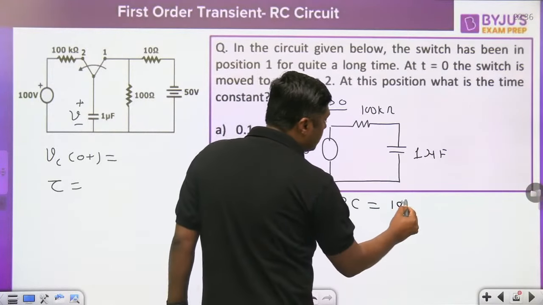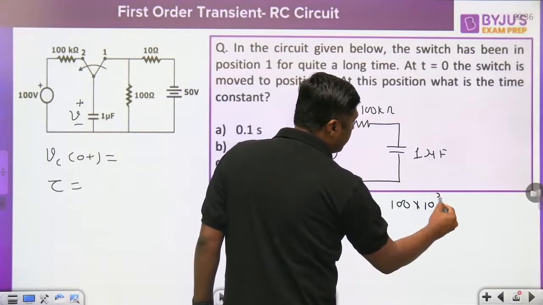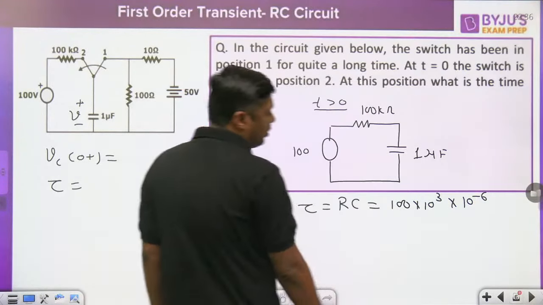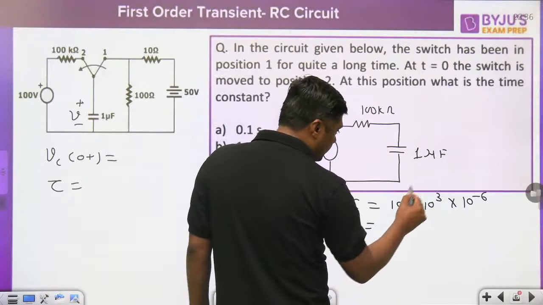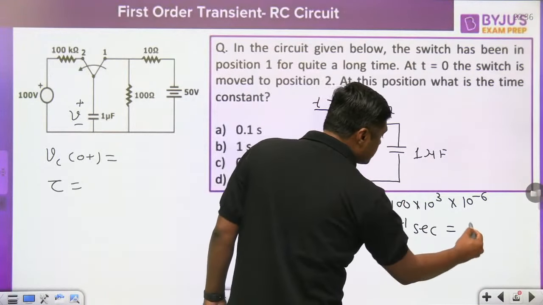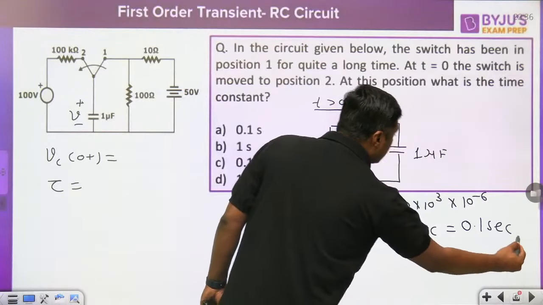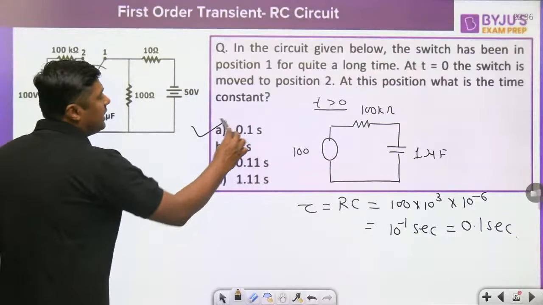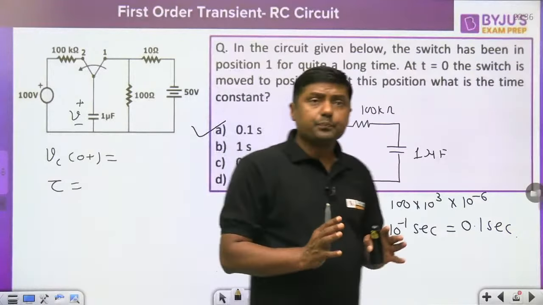RC is equal to 100 into 10 raised to power 3 into 1 into 10 raised to power minus 6, for 1 microfarad. That is 10 to the power minus 1 second, which means 0.1 second. That is the time constant. This is the answer for this question. It is very, very simple. That is A, 0.1 second.